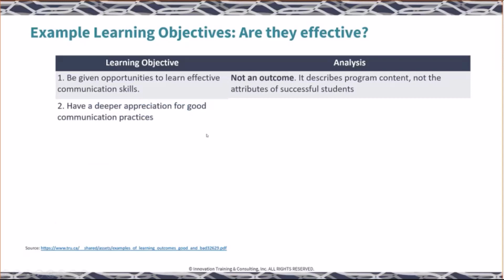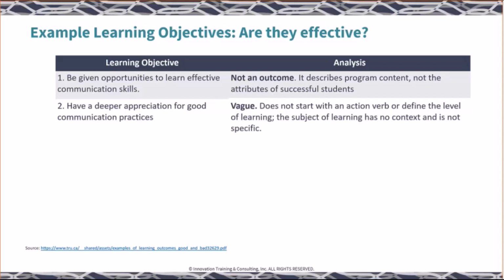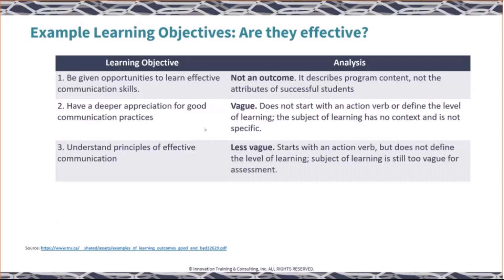So number 2, have a deeper appreciation for good communication practices. Well, I might, but again, I'm not really sure whether we're talking about communication during a date or parent-child or at work or what kind of communication. It doesn't have an action verb, doesn't really give us the context or the level of the learning. And again, the context, what type of communication are we talking about? So 3, we've got that dangerous word, understand, again. It's a little less vague, but it's still too vague to do a formal assessment on.